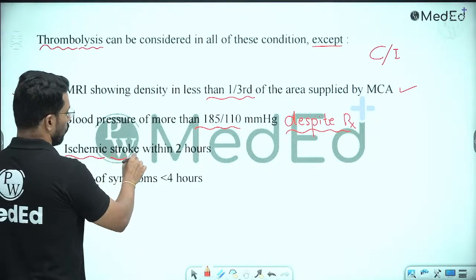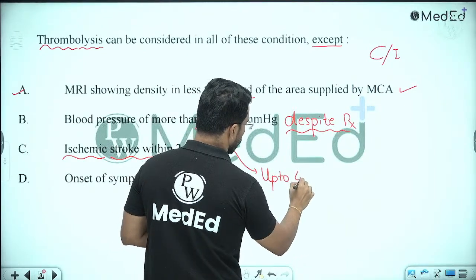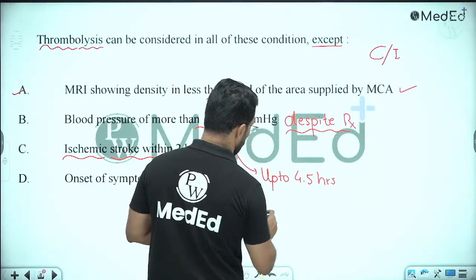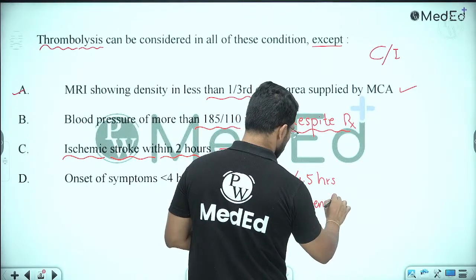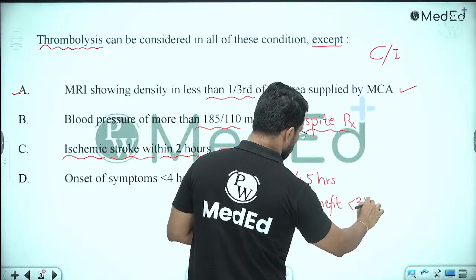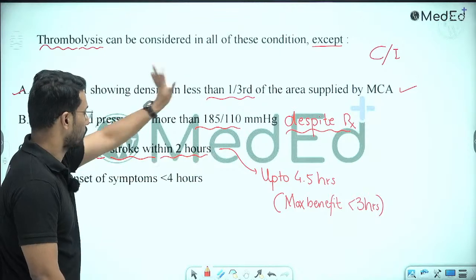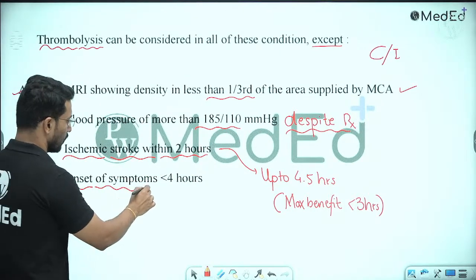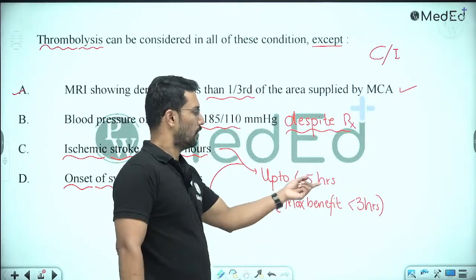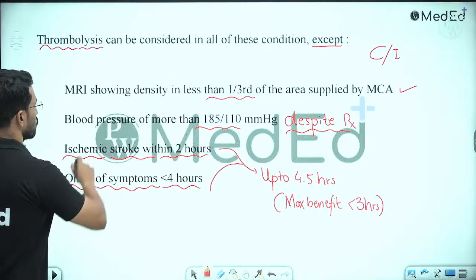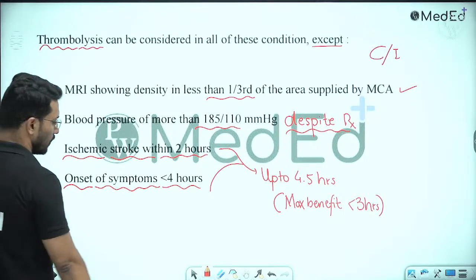Now ischemic stroke within 2 hours, right? Thrombolysis can be done up to 4.5 hours, right? And we should also remember maximum benefit of thrombolysis can be derived when it is done within 3 hours, but up to 4.5 hours, the benefits always outweigh the risks. So we can go for this. This is an indication for this case, right? Now onset of symptoms, again, it is talking about presentation within 4 hours. I told you up to 4.5 hours we can certainly consider. So both of them are indications. So MRI showing density less than 1/3 of the area supplied by MCA is an indication. Options C and D are also indications. Option B is the only contraindication.